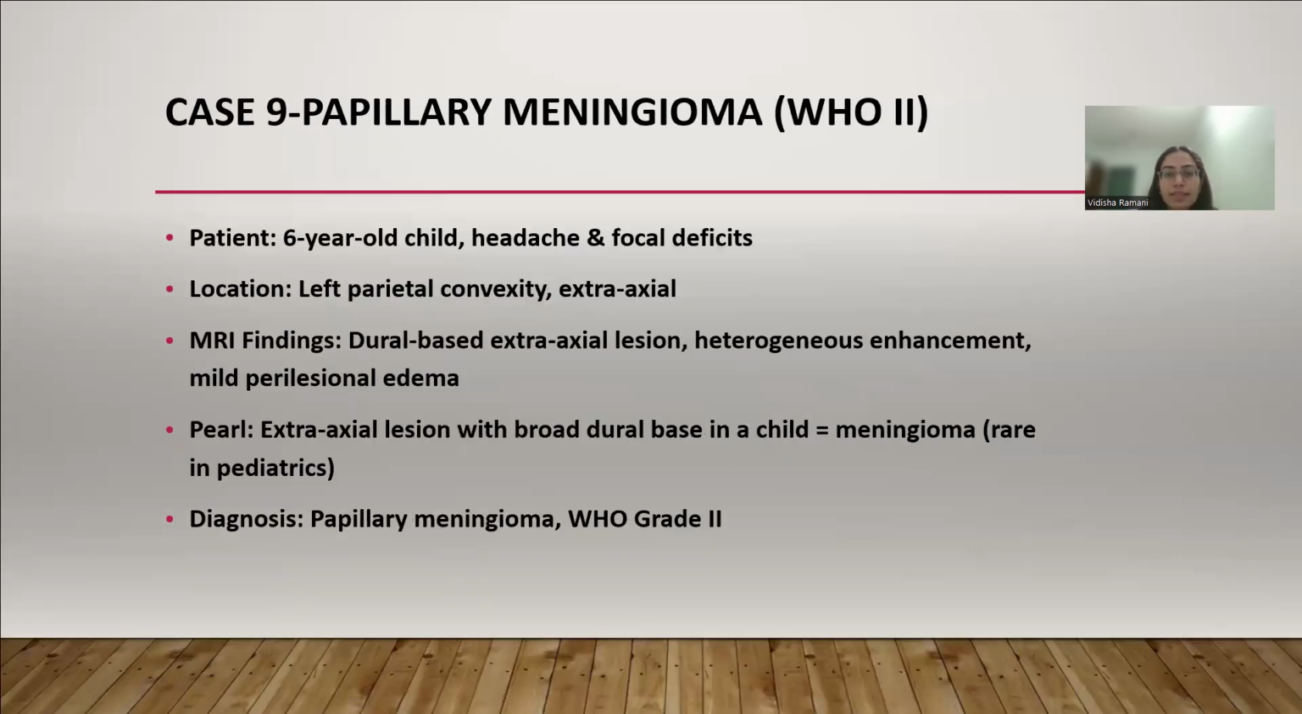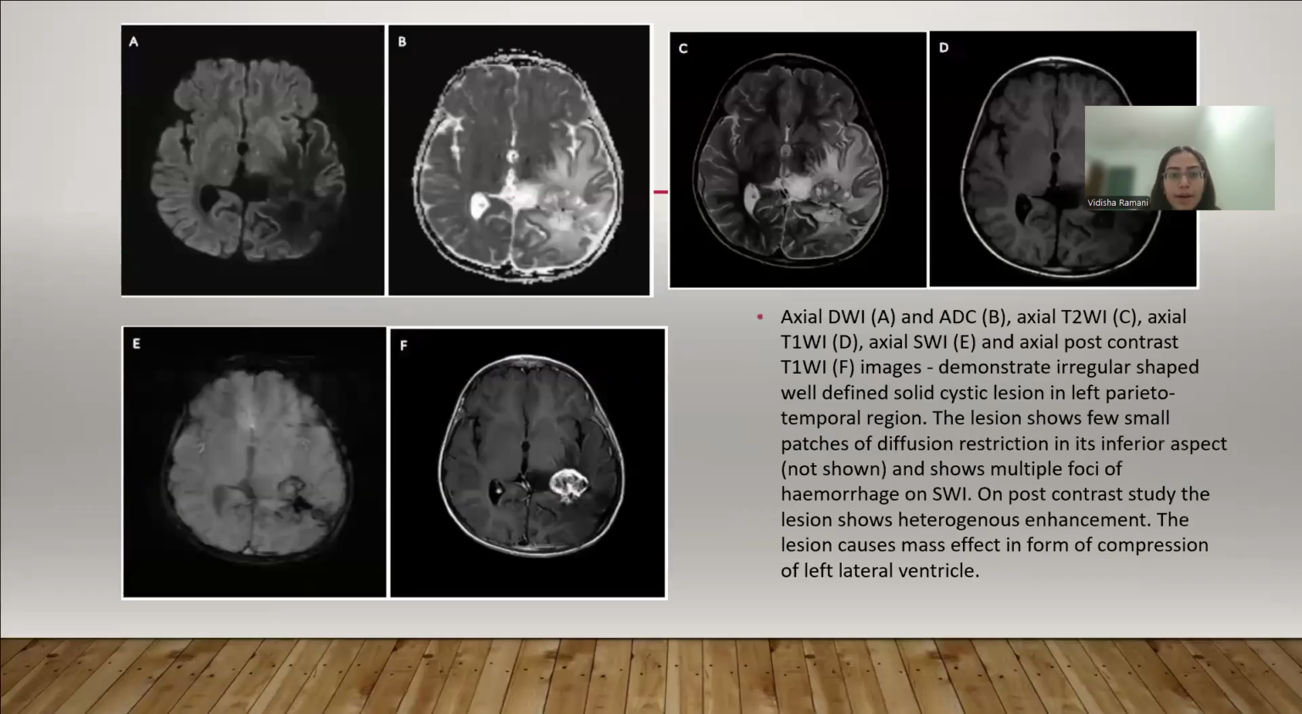And this is the last case, of papillary meningioma in a 6-year-old child, which is classified under WHO grade 2. Location is left parietal convexity. It is an extra-axial lesion. So MRI shows a dural-based extra-axial lesion, which shows heterogeneous enhancement and mild perilesional edema. So an extra-axial lesion with a broad dural base in a child is suggestive of meningioma. MRI often shows diffusion restriction, and this is the dural-based extra-axial lesion, and susceptibility weighted images show multiple foci of hemorrhage in it.